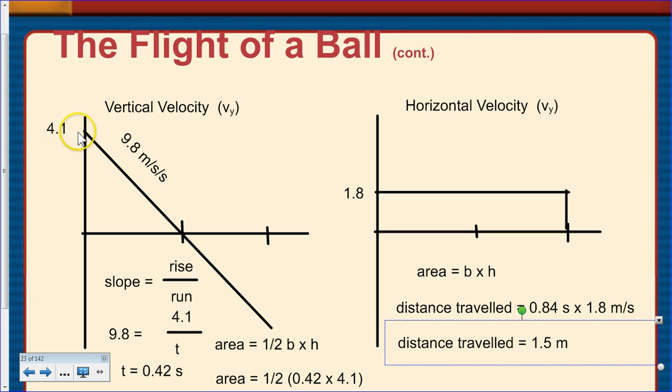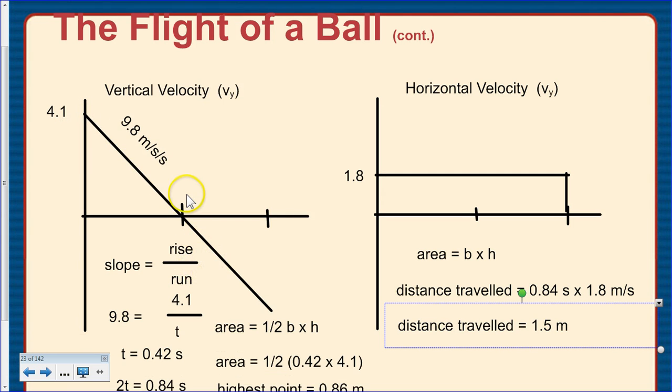What's the maximum velocity? 4.1. What's the slope of the line? The slope of the line is the acceleration. What's the only thing causing acceleration here? The force of gravity, 9.8. So we know the slope of the line, we know the initial velocity. What can we figure out from this? Well, we could figure out the time, and we could figure out this area under here. This represents how high the ball went.